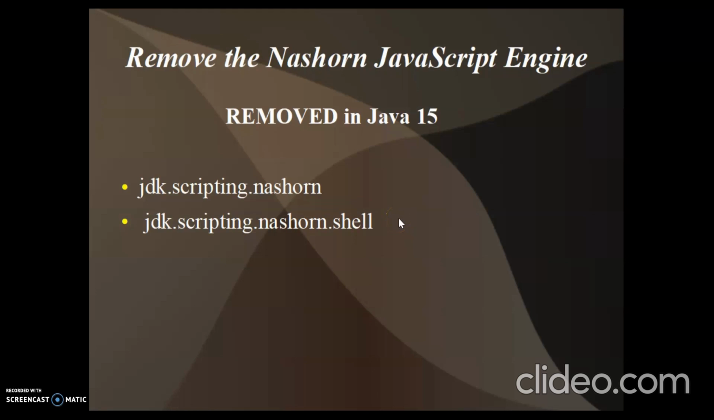The Nashorn JavaScript engine was one of the features which was introduced in Java 8. It is a feature by which you can embed JavaScript code into your Java application. But over the years, it was very challenging to maintain it. So it was deprecated in version 11, and finally deprecated for removal in future releases. And finally, it was removed in Java 15. So these two packages, that is jdk.scripting.nashorn and jdk.scripting.nashorn.shell, are removed in this version.